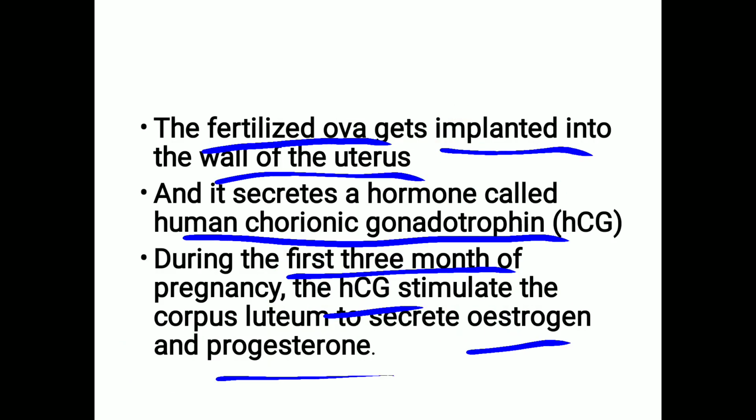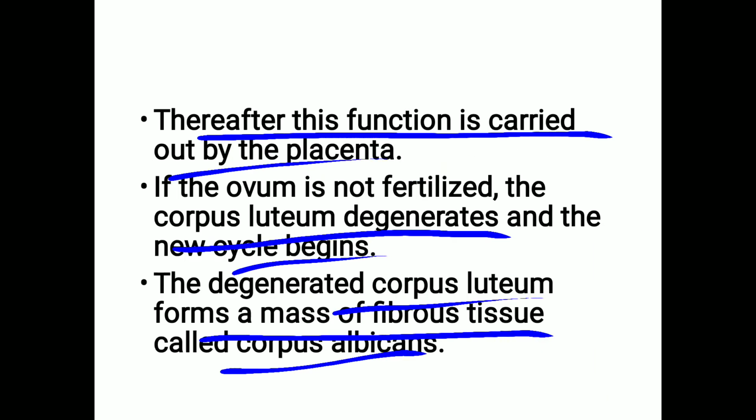Then the fertilized egg gets implanted into the wall of the uterus. It secretes HCG, human chorionic gonadotrophin, and this stimulates the corpus luteum to continue to secrete estrogen and progesterone. Thereafter this secretion of progesterone is carried out by the placenta. If the ovum is not fertilized, the corpus luteum will again degenerate, and the new cycle will begin. This degenerated corpus luteum forms a mass of fibrous tissue called corpus albicans.